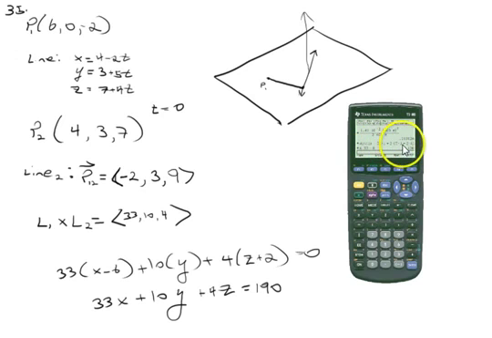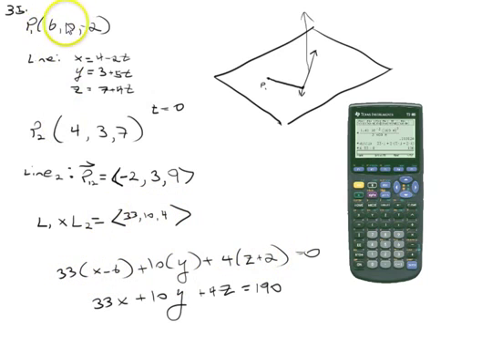33 i hat, 10 j hat, and 4 k hat. So those are going to be the direction numbers of the normal line that defines our plane. And then we can plug in any one of the points and that normal line in order to define the plane.